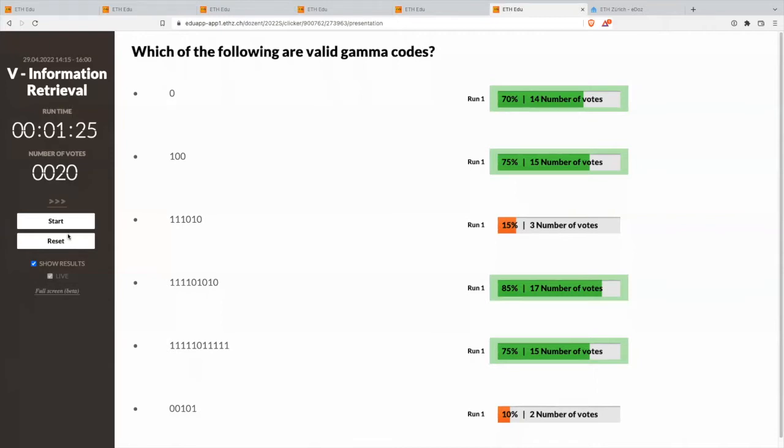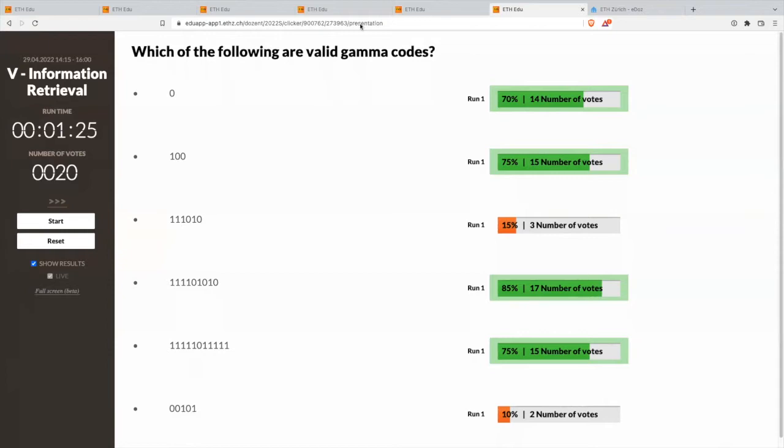This one, why is that not a valid gamma code? You can give me an instant argument why it's not a gamma code. We have answers on the chat also. Why is the third one, 111010, not a gamma code? Yes, go ahead. It is 2, exactly, yeah. And an even shorter argument. There's an even shorter way of saying what you've just said. Even number of terms. Exactly, it has to be odd. It cannot be even. So just looking at the fact that it's even already tells you it's not a gamma code. But you're absolutely right that if it had been odd, then you would have had to check this.